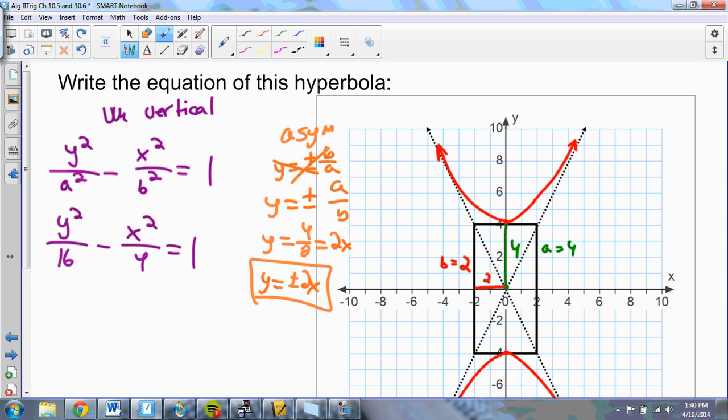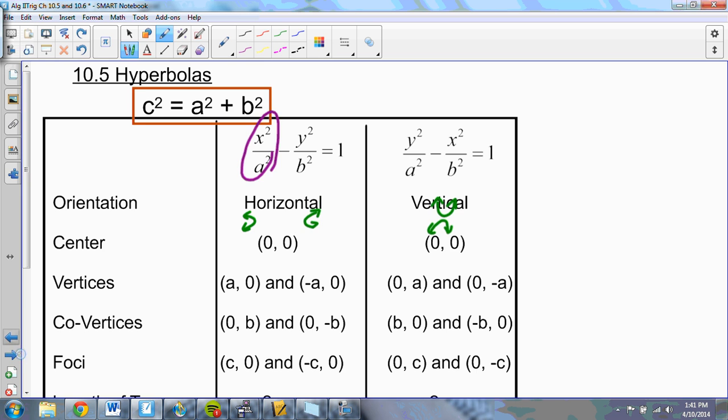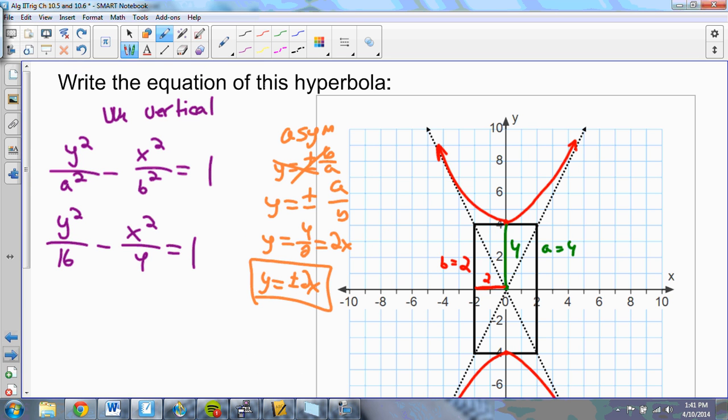When we're asked to write the equation, do we have to find the asymptote equation as well? It'll ask for it, yes. I'll ask you for the asymptotes. I'm giving you the formula for it. Everything on this sheet will be given to you on tests and quizzes and your final.